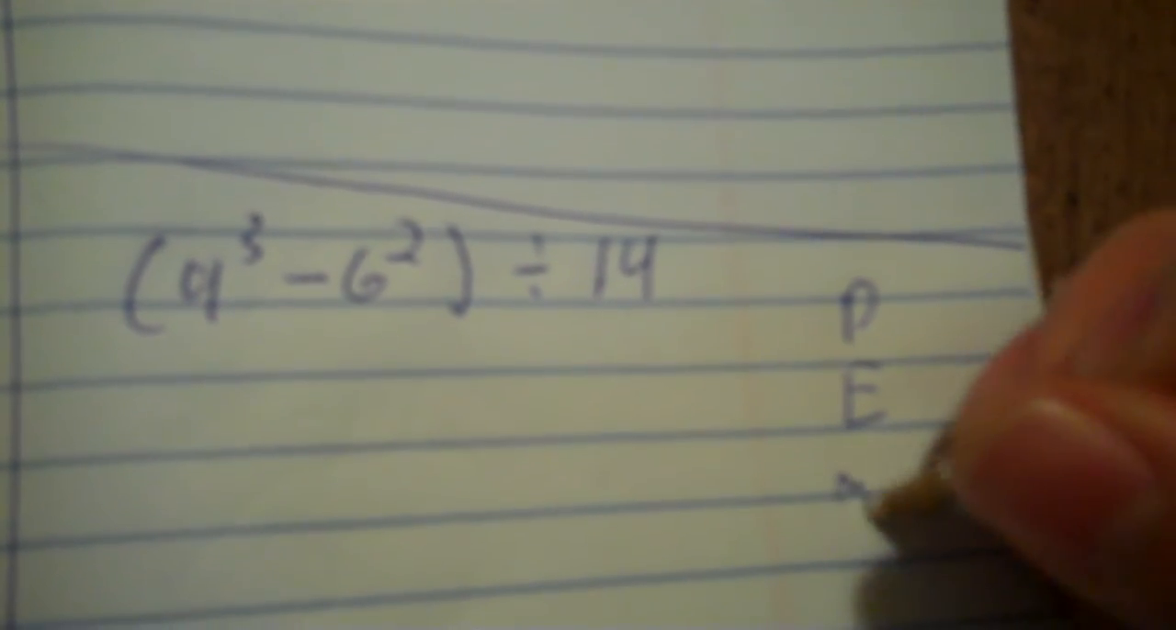Okay, next problem. We have parentheses, 4 to the power of 3 minus 6 to the power of 2, divided by 14. Same song and dance. P-E-M-D-A-S. Okay, parentheses. I think we have parentheses. We have this right here. So we have to figure out what comes out of that parentheses. Well, we have to do our exponents first. So 4, 4, 4, because it's to the third. And then 6 and 6.